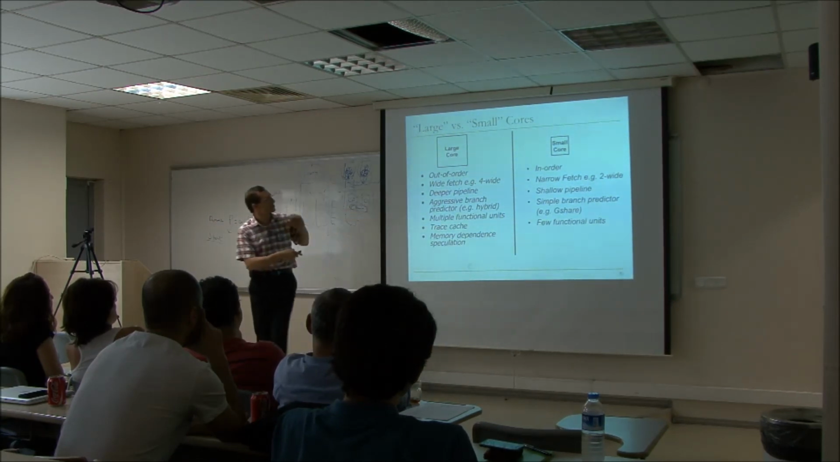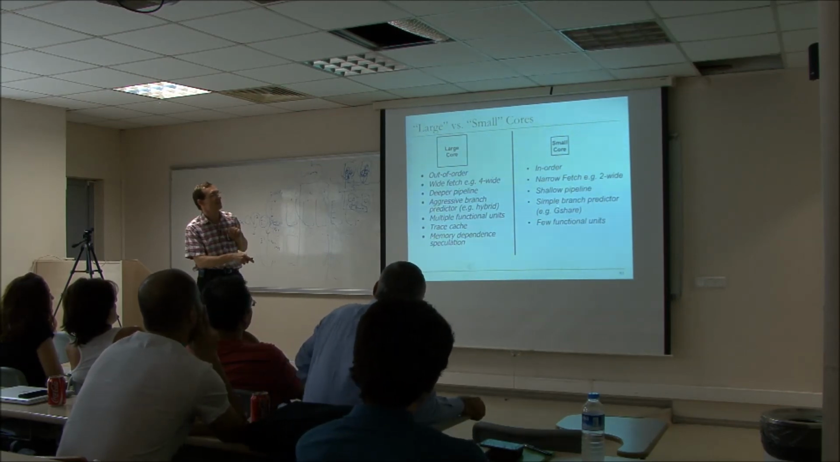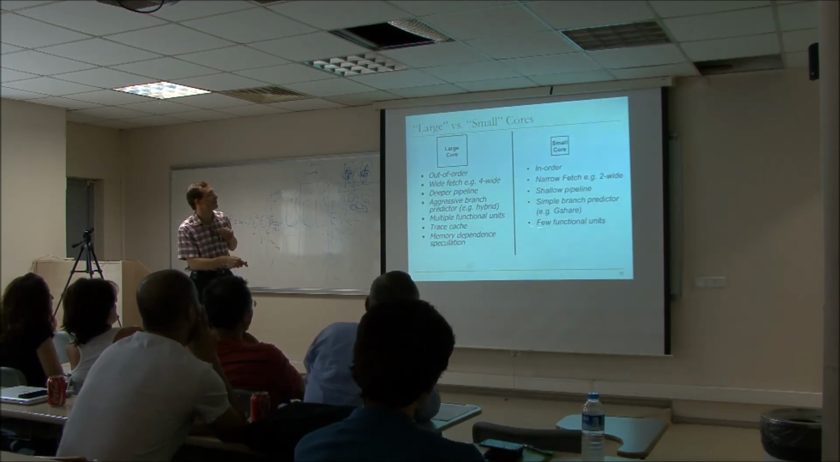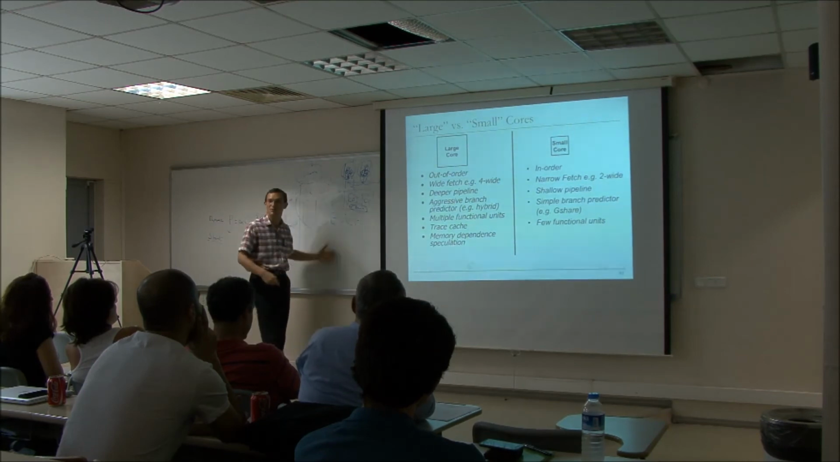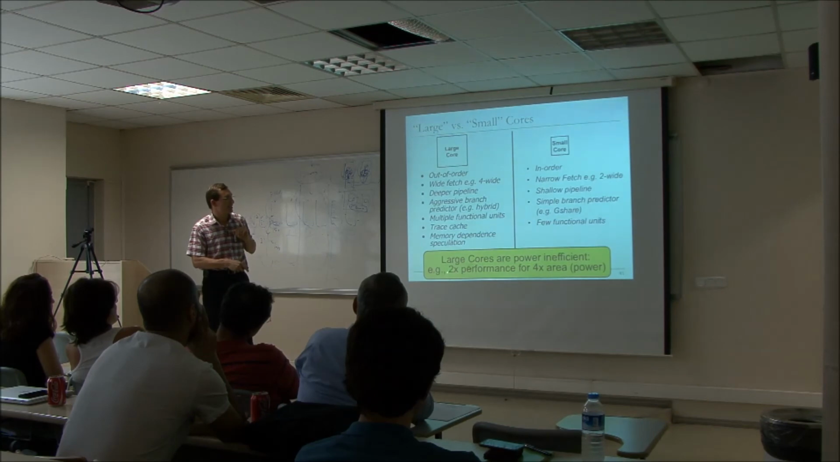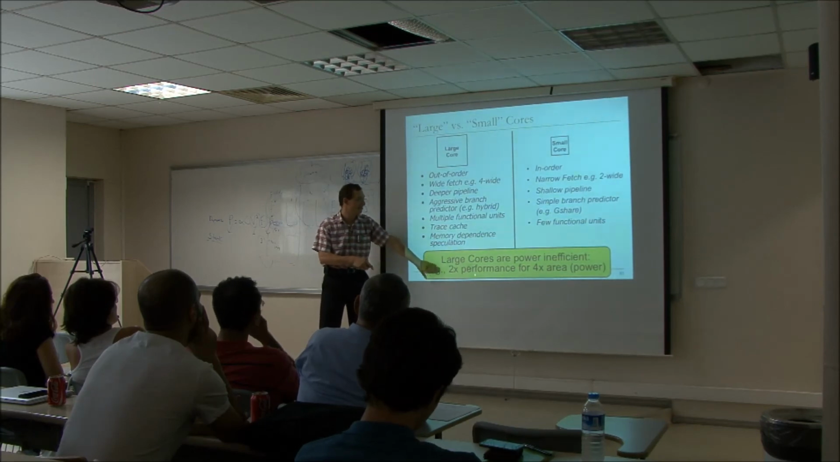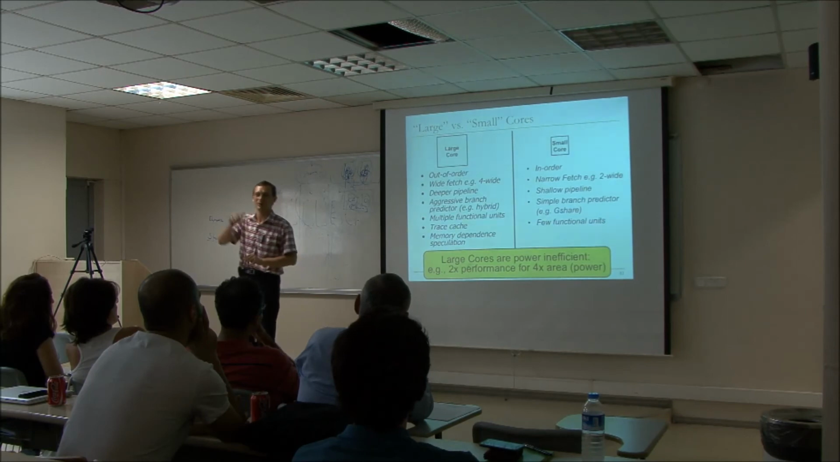Okay, so what are these large versus small cores? I will not go into detail. A small core can be in order, with narrow fetch, shallow pipeline, simple or no branch predictor, and few functional units. A large core is this large core that we've discussed here. And large cores are power inefficient. This is a rule of thumb that has been developed at Intel, I think. Basically, for 4x the area, you can design a core that has 2x the performance. That's a square root law.